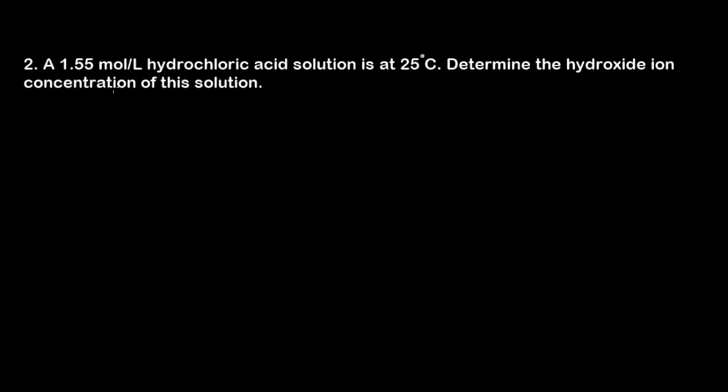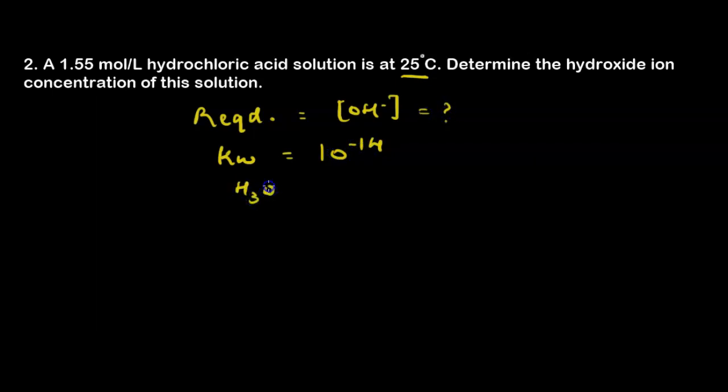If we have a 1.55 moles per liter hydrochloric acid solution at 25 degrees Celsius, and we are asked to determine the hydroxide ion concentration of the solution, what are we going to do? Because we are required to find the concentration of hydroxide ions, and we know this condition is 25 degrees Celsius, we know Kw can be used as 10 to the power negative 14 in this case. So to get this, we need the H3O positive ion concentration. For H3O positive ion concentration, we have been given this hint.